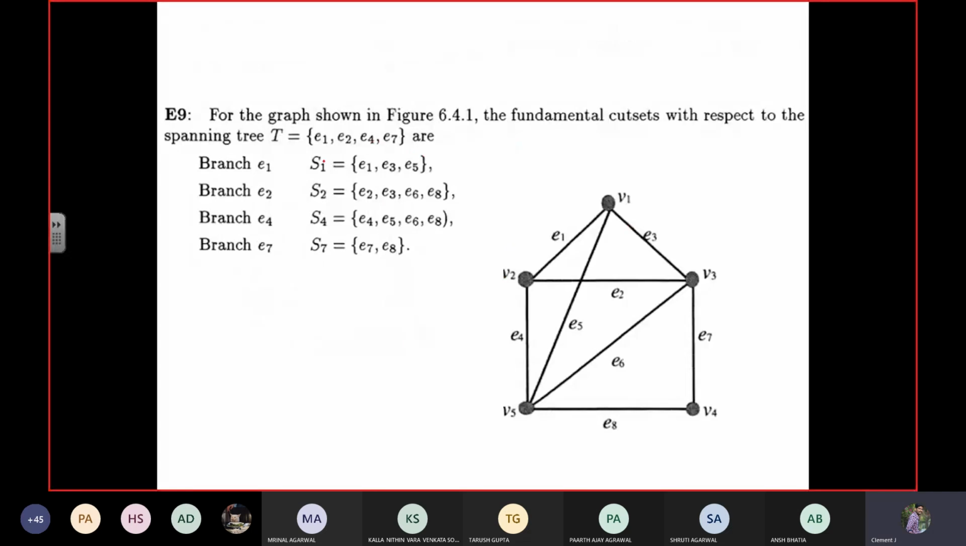For this they have given the spanning tree E1, E2, E4, E7. For this corresponding spanning tree, they ask us to derive the fundamental cut sets with respect to this spanning tree. Okay, so it is quite easy.